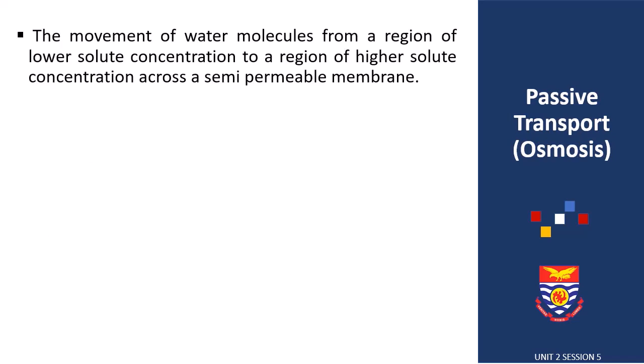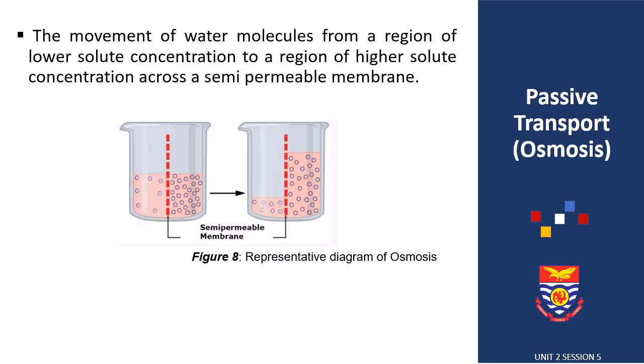Now let's look at osmosis as a type of passive transport. And osmosis is the movement of water molecules from a region of lower solute concentration to a higher solute concentrated region across a semi-permeable membrane. And what happens in osmosis is that this process will continue until both solutions attain the same concentration.